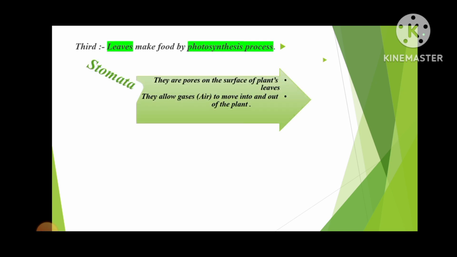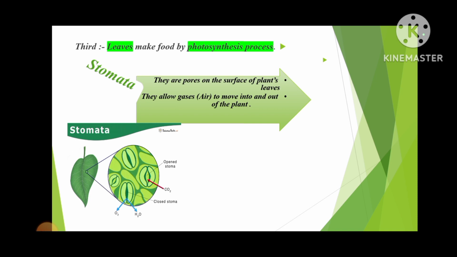When the water and the nutrients reach leaf, it's the role of leaf to absorb carbon dioxide and sunlight. At first, leaf have stomata. Stomata pores of the surface of the plant leaves to allow gases or air to move into and out of the plant. What means by pores?